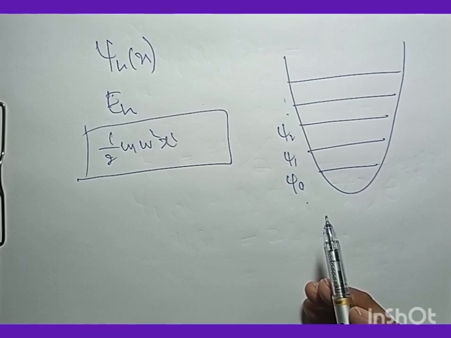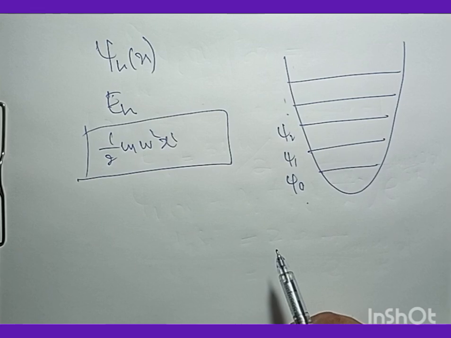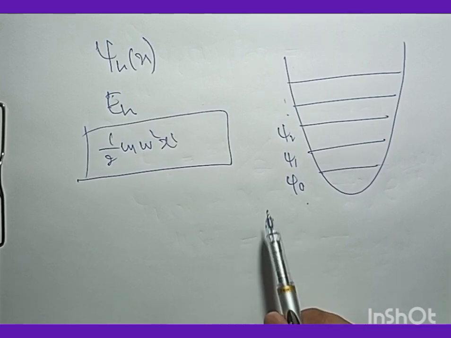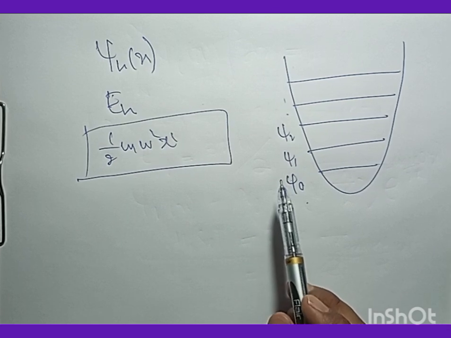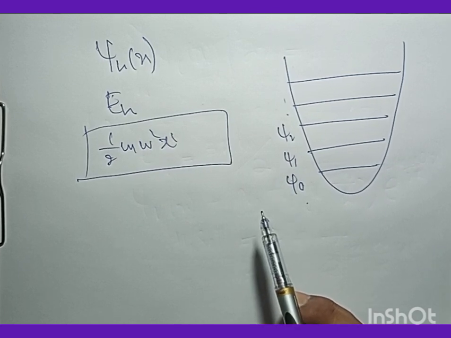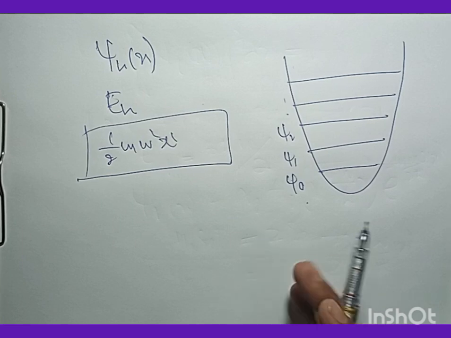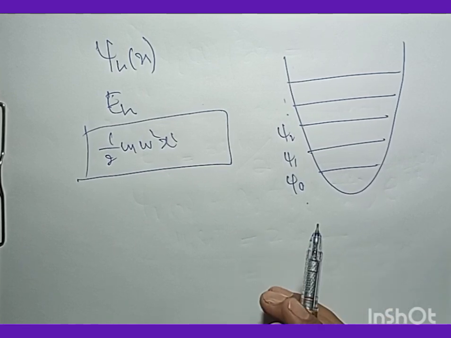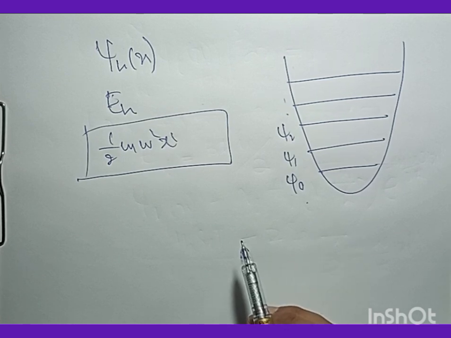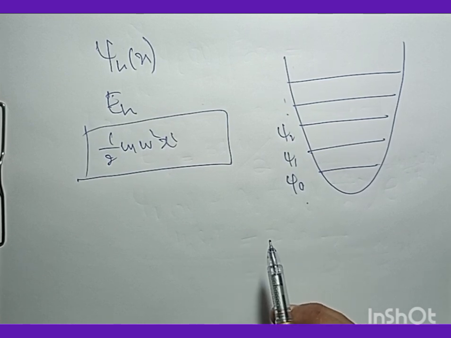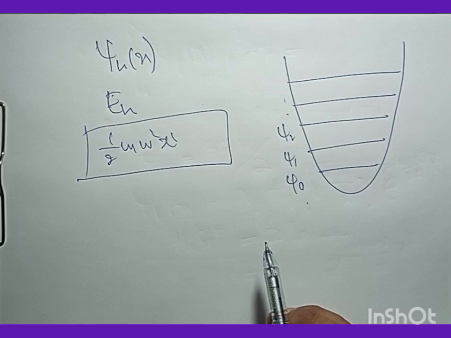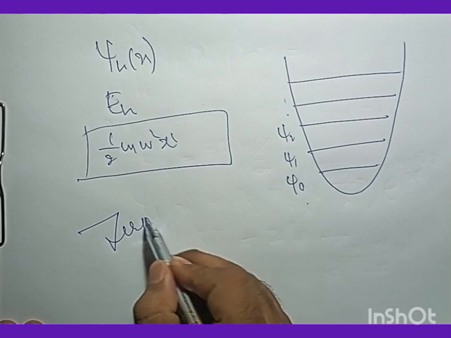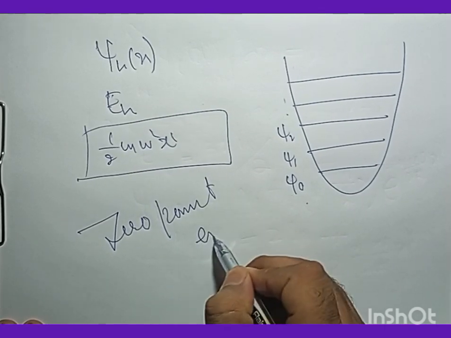But that's not the case when we treat the same problem using the quantum mechanical approach. Quantum mechanics has a different story to tell about this harmonic oscillator, which ends with two important formulations. One is that the energy of the harmonic oscillator is quantized, and the next important thing is that at absolute zero, the energy of the harmonic oscillator is not equal to 0. It has some minimum energy, and that minimum energy is known as the zero-point energy.